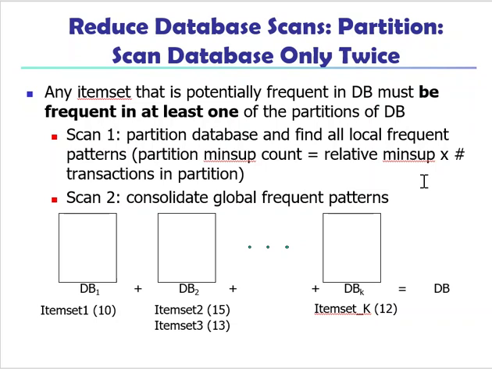So the idea is to divide and conquer. The strategy used here is divide and conquer. First, we partition the entire database into K. Well, I should have used N here so that we're not confused with the K item thing. So we partition the database into N smaller parts.